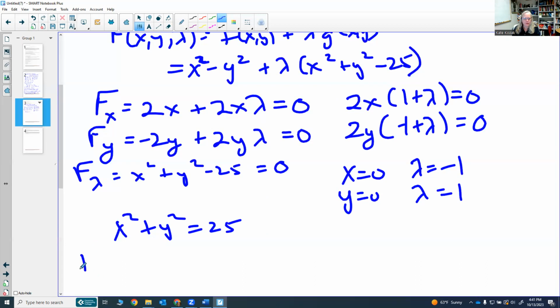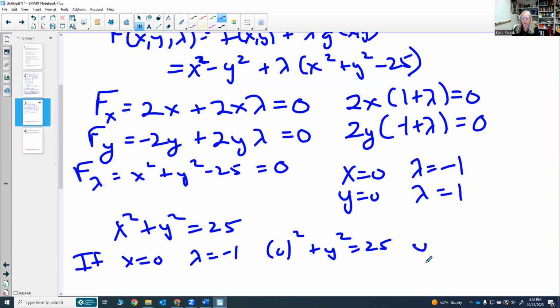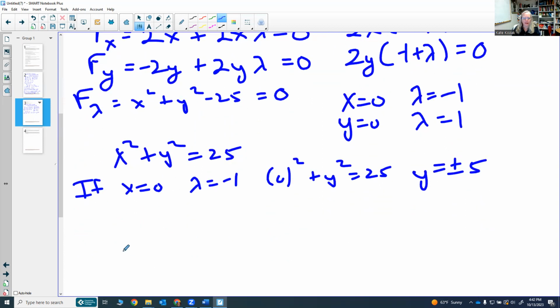If x equals 0 and lambda equals negative 1, then the last equation becomes 0 squared plus y squared equals 25. That says y is equal to plus or minus 5. And the critical points for lambda equal to negative 1 are (0, 5) and (0, negative 5).